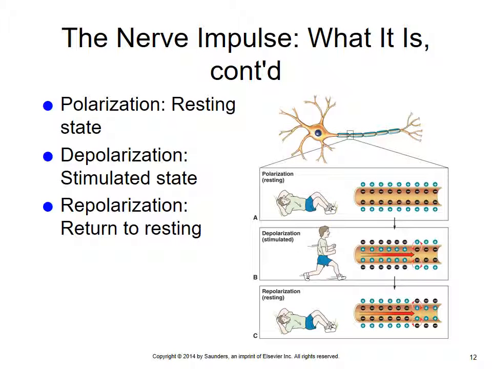Polarization is the resting state of the nerve impulse, and the inside of the neuron is more negative than the outside when it is polarized. Depolarization is the stimulated state, and this is the change inside the cell from negative to positive when the neuron is stimulated. And then there's repolarization, which is the return to the resting state, and the inside of the cell becomes negative again.